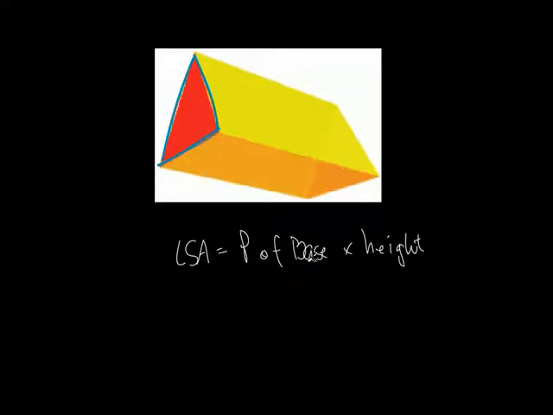Now again, if they give you enough information, sometimes that's pretty easy. Sometimes you got to think about it a little bit. You got to maybe do some right triangle work or something like that. I don't know. It just all depends on what they give you. So it's the perimeter of the base times the height.